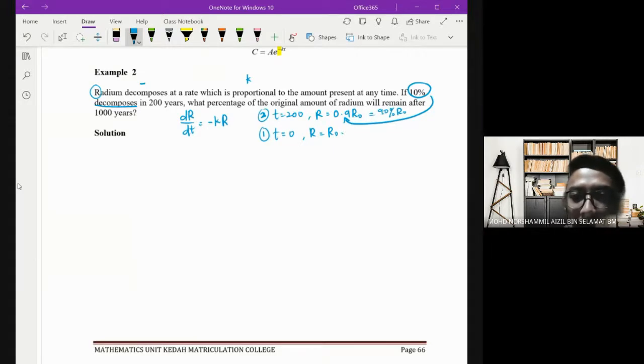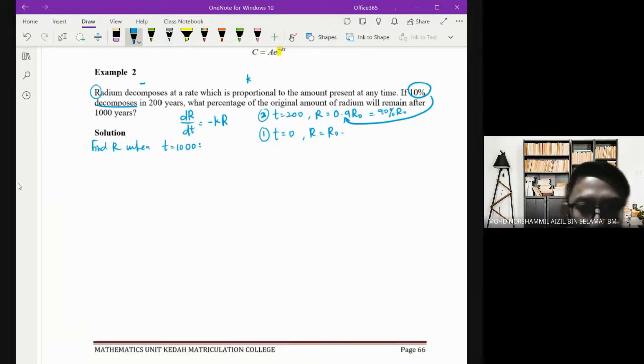Alright. So you need to notice condition number 1. Number 1 is the trick. Okay, condition number 1. Okay, condition number 2 we produce from the statement. Okay, and then take a look at the question. What percentage of the original amount of radium will remain after 1,000 years? So the question is, find R when t is 1,000 years. This is the question.